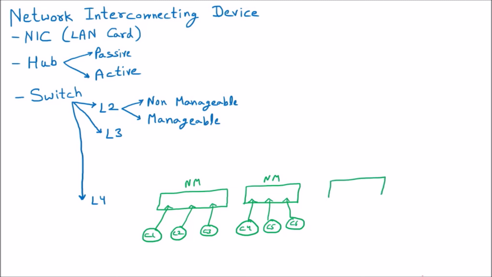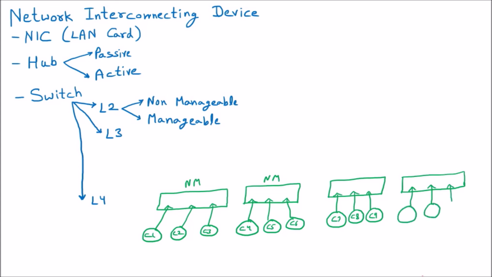Now one more example. Three computers are there, C7, C8 and C9. One more non-manageable switch we are taking. Non-manageable switch means the lesser cost. Manageable switch means more cost. We cannot apply manageable switch everywhere, but we want to create such a type of network so that the speed can be maintained. So these are all non-manageable switches.